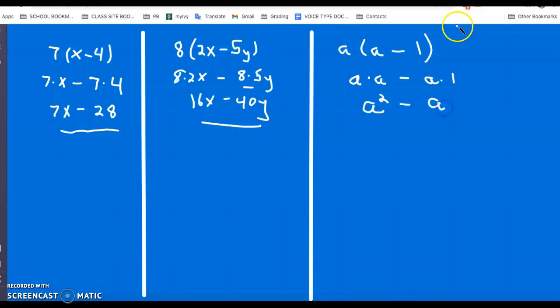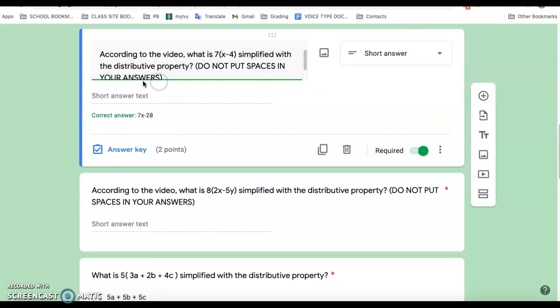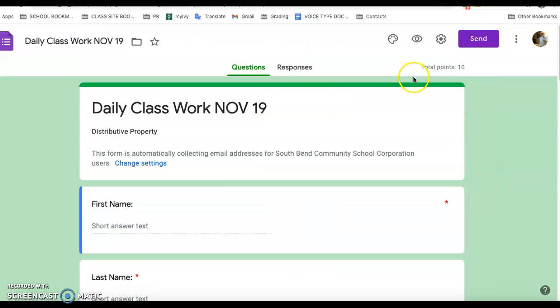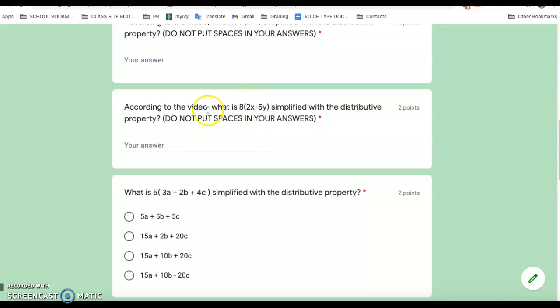Now, when you put your answers over on your daily classwork, like 7x minus 28, do not put spaces in. Okay? So when you put your answer in, don't put spaces. Just do 7x minus 28. So no need to put any spaces in.